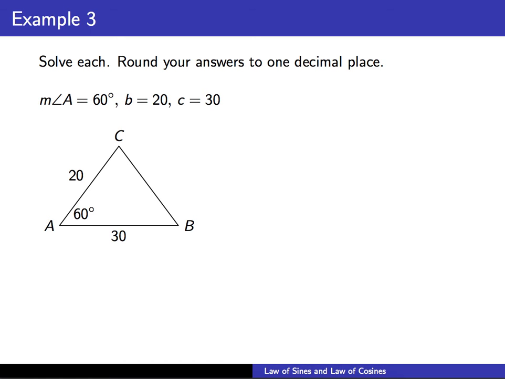Hi, in this video, we're going to take a look at some examples of using the law of cosines to solve triangles. So solve each and round to one decimal place. So we have the measure of angle A is 60 degrees, the length of side B is 20, and the length of side C is 30.